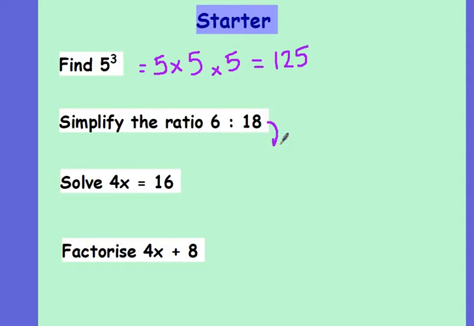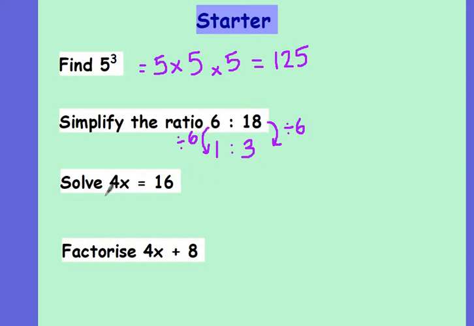To simplify a ratio, we simplify it in the same way we would simplify a fraction. So we need to divide both sides by the same number. You could have chosen 2, you could have chosen 3. I'm going to choose 6. If I divide both sides of my ratio by 6, I'm left with 1 to 3. I can now no longer divide either side by the same number and get a whole number, so it's now fully simplified.